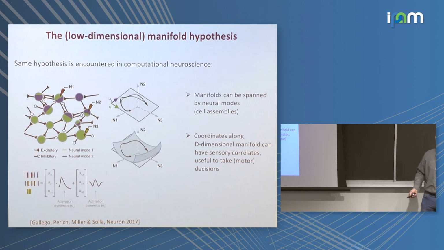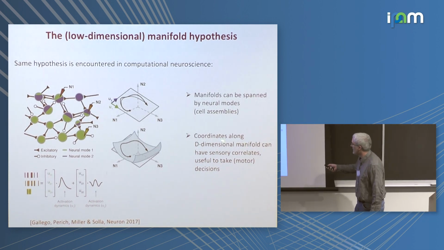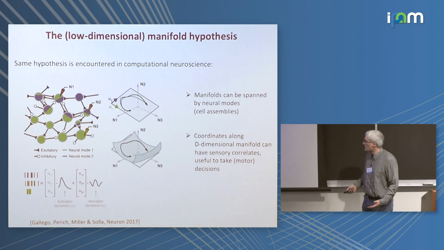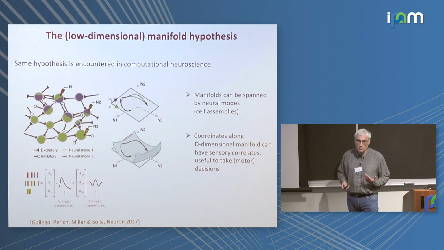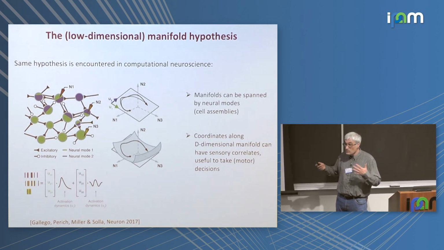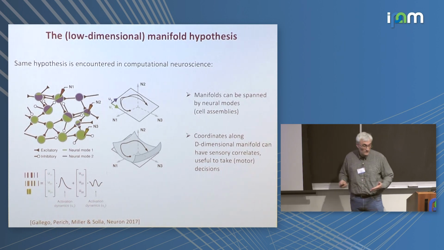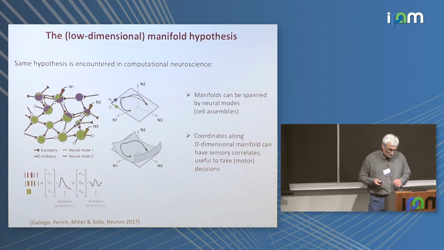So in that case, you could ask what are the dimensions along the manifold, and one of the hypotheses is that the coordinates along the d-dimensional manifold can have sensory correlates. I mean, they code for some external stimuli, and they can be used later on by motor cortex areas and so on to make some decisions and to produce some actions.